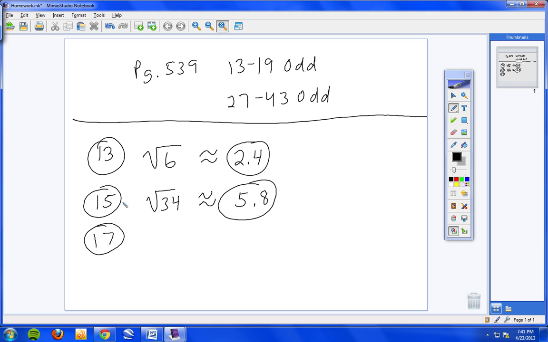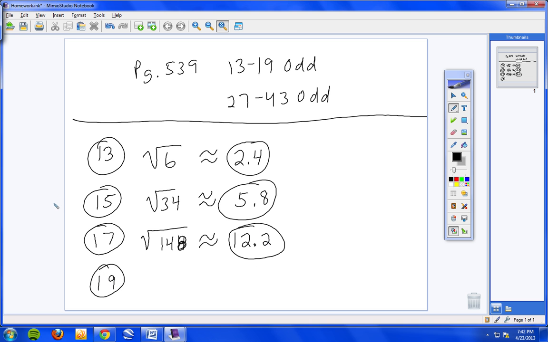Number 17 is the square root of 148. That should be 12 point something, I believe. 148. And let's see what we can find out. Square root of 148 is 12.2. Notice that 6 makes that 0.1 become a 0.2. So 12.2. And then number 19.